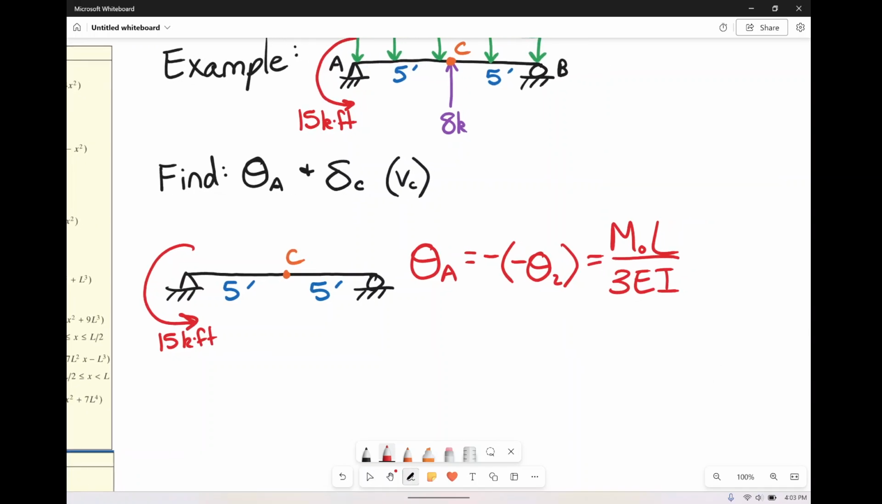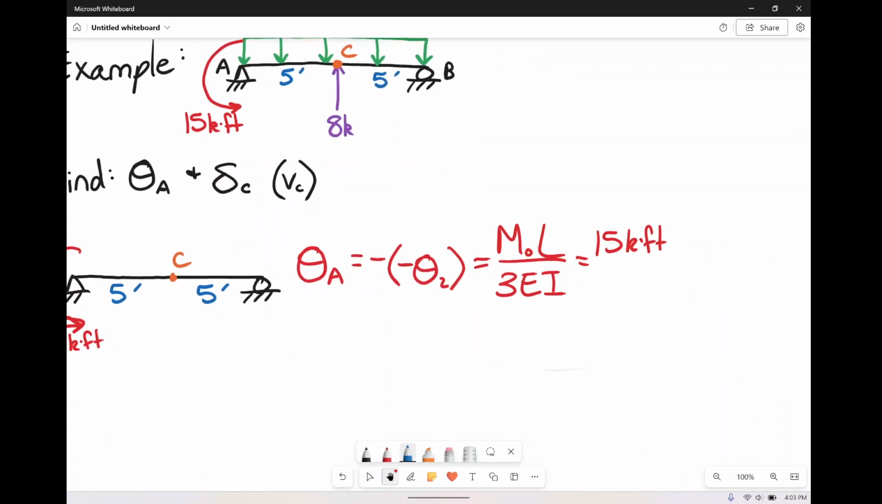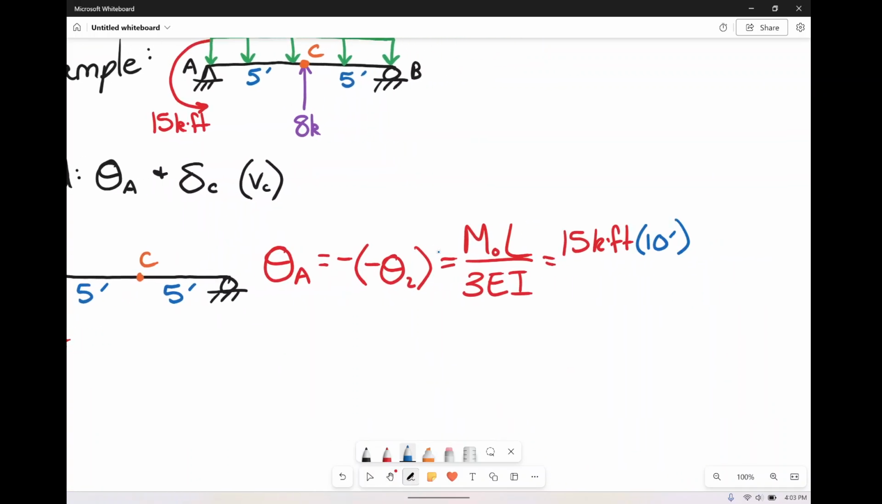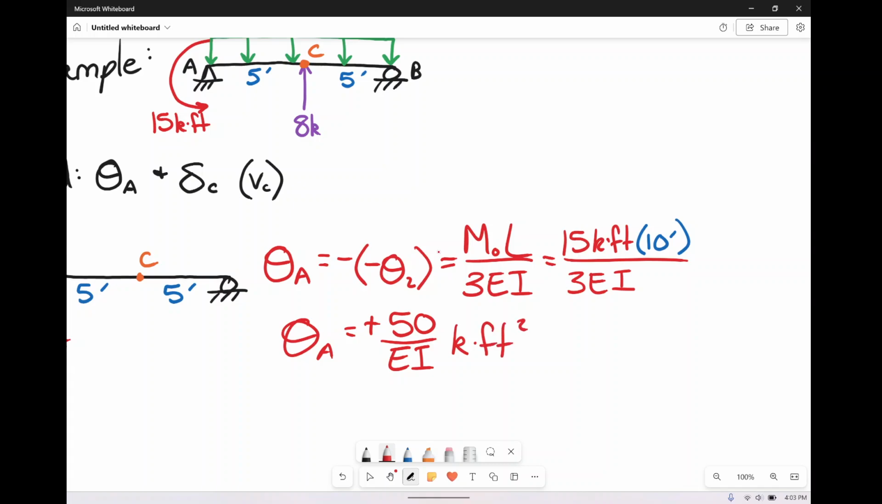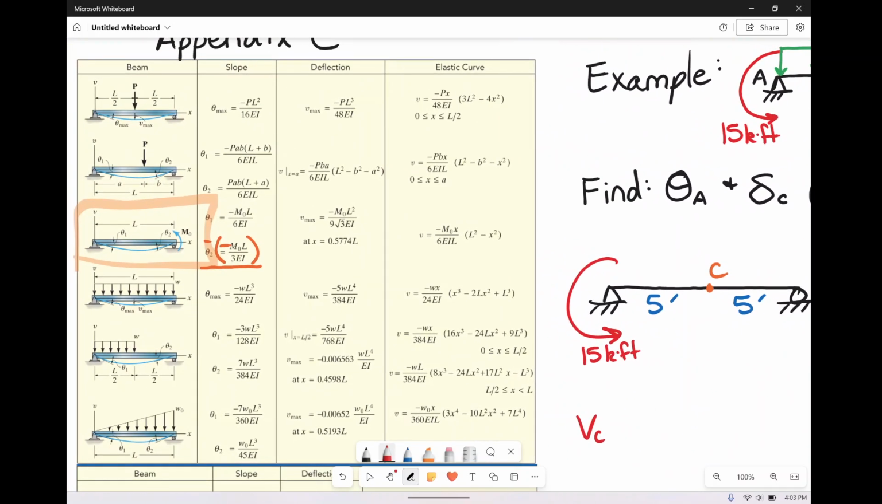I can plug in my values now. M is 15 kip feet, my length is a grand total of 10 feet, and I'm dividing by 3 EI. So my slope A is going to be positive 50 divided by EI in kip feet squared. Cool. Now I need to find deflection at C. Deflection at C is going to be the middle.